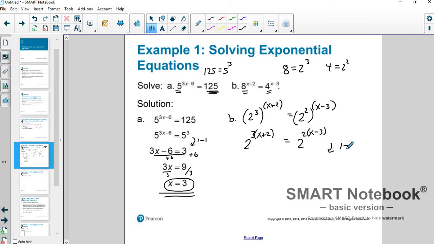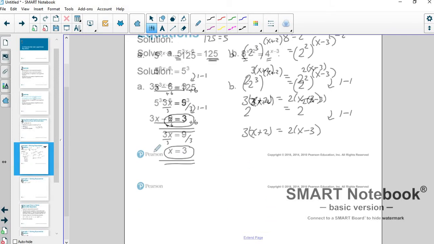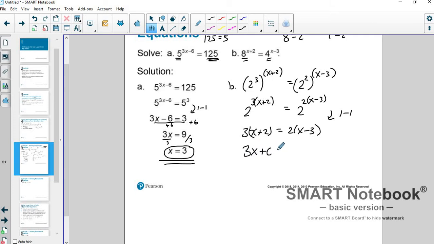And so now we have 2 to a power equals 2 to a power. We can use the one-to-one property to say the powers have to be equal as well. So 3 times x plus 2 equals 2 times x minus 3. All right. Distribute: 3x plus 6 equals 2x minus 6. Subtract 2x from both sides. Subtract 6 from both sides. And you end up with x equals negative 12, which is the correct answer. All right, so there's a couple of examples.